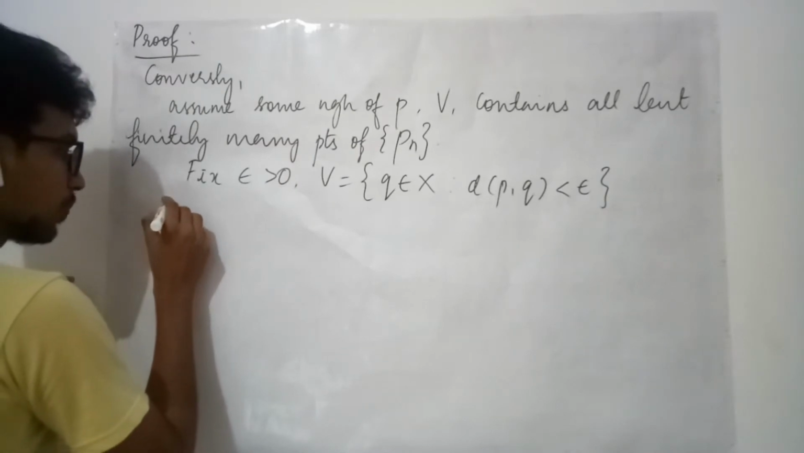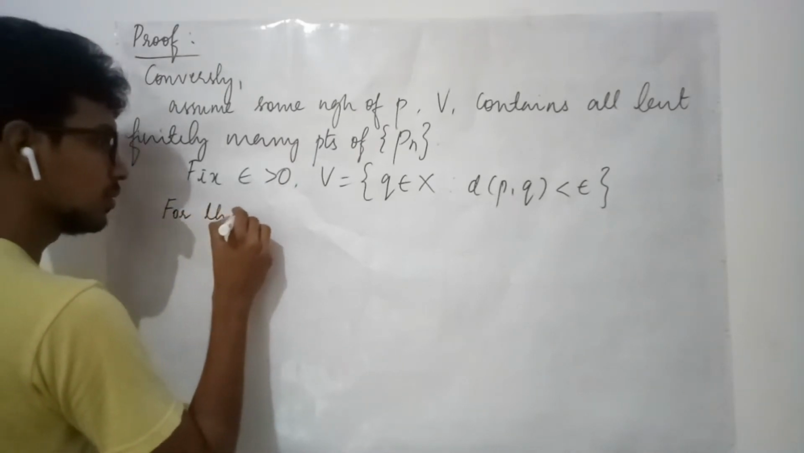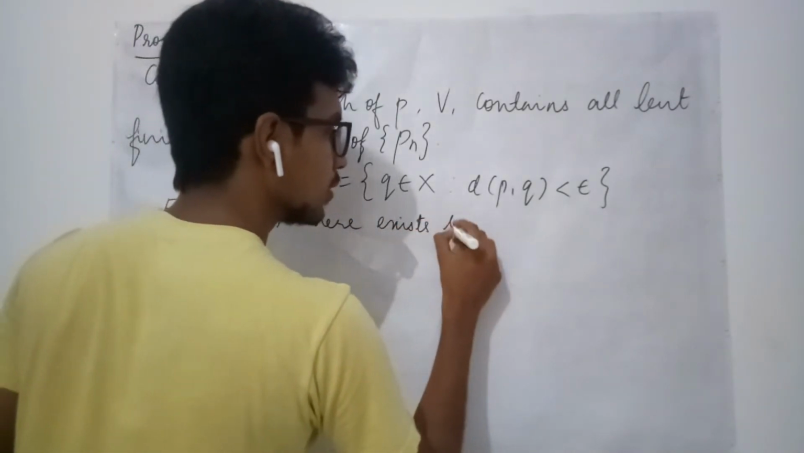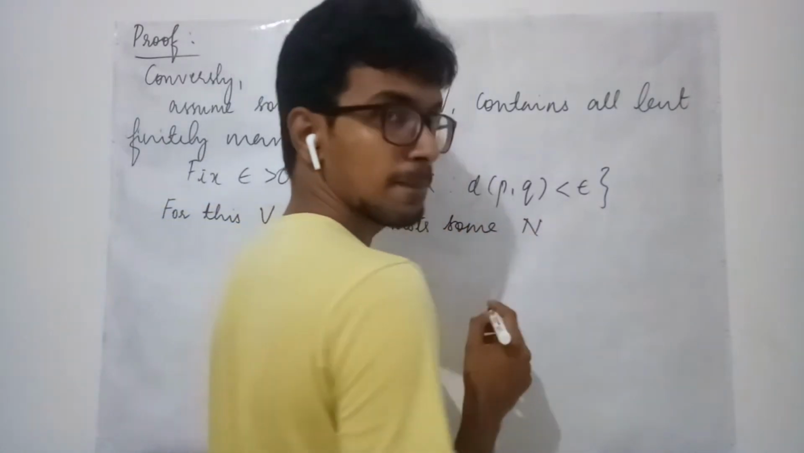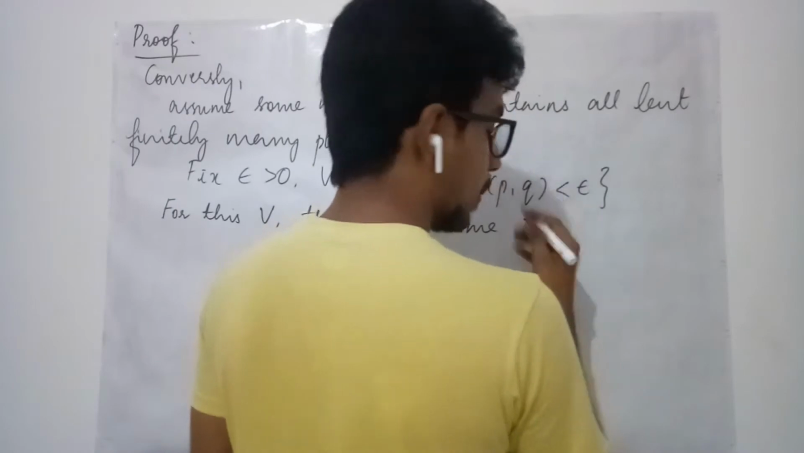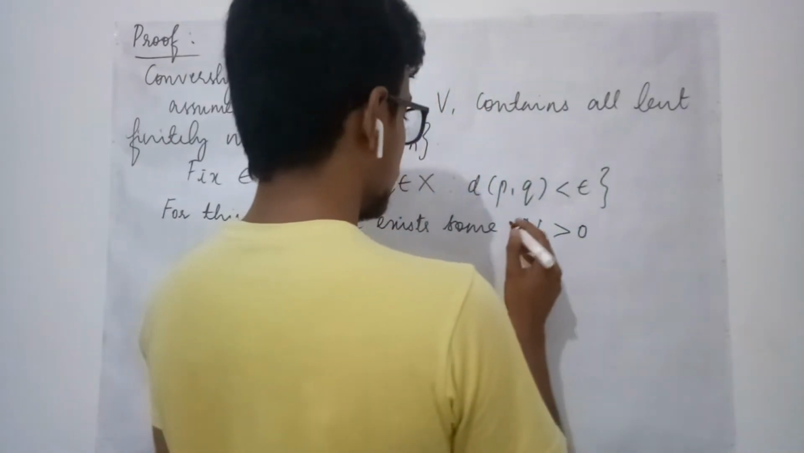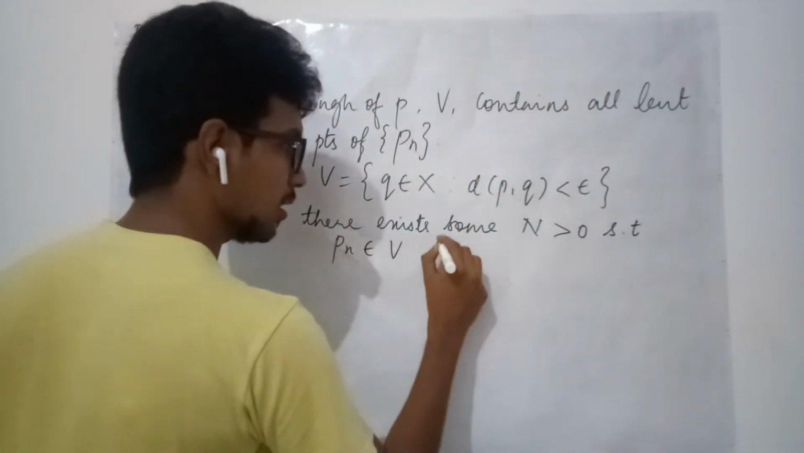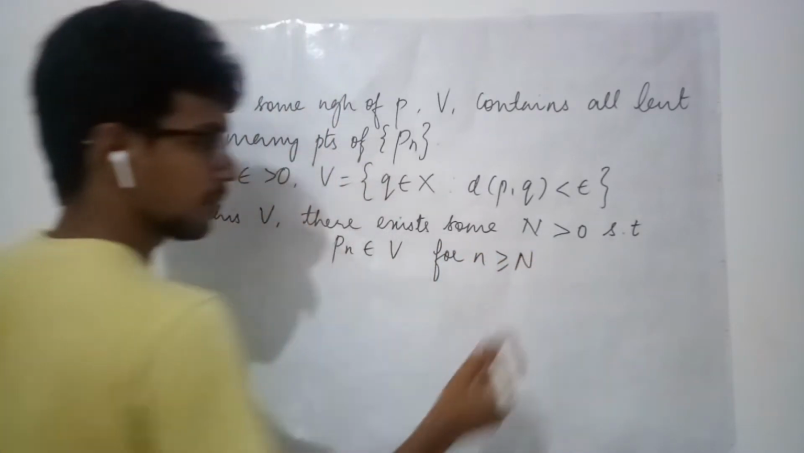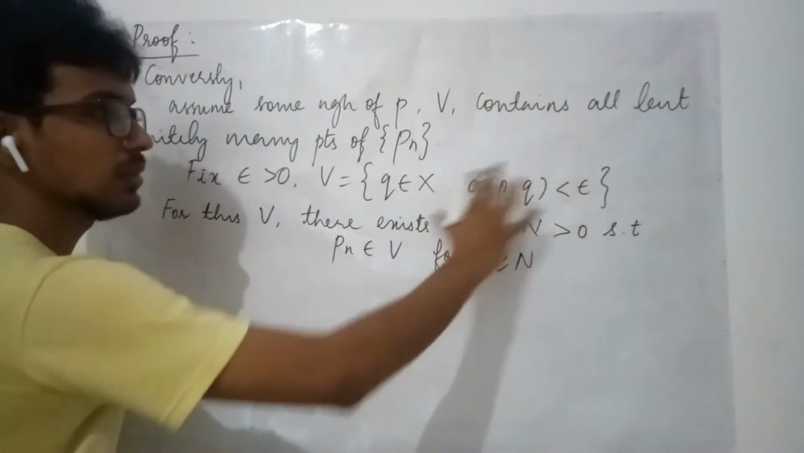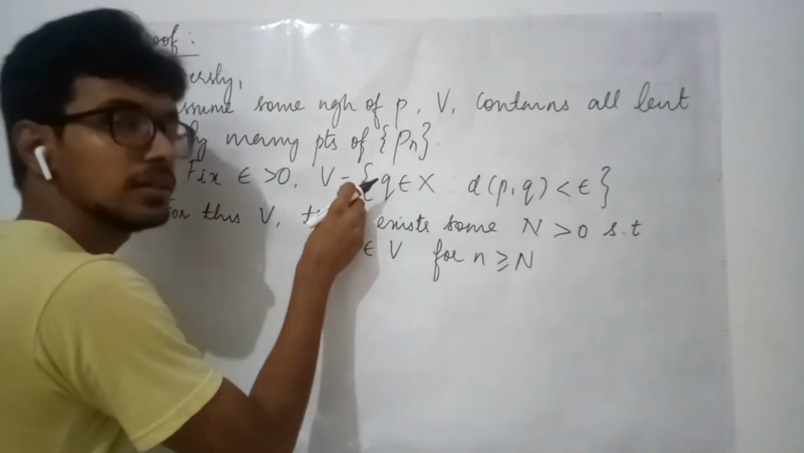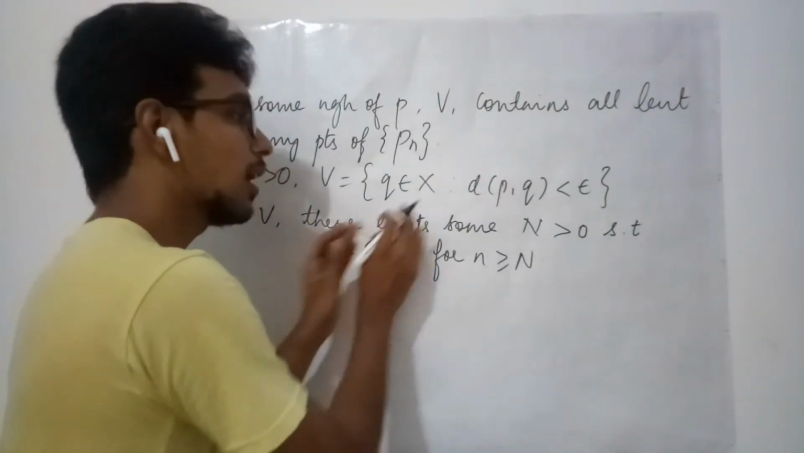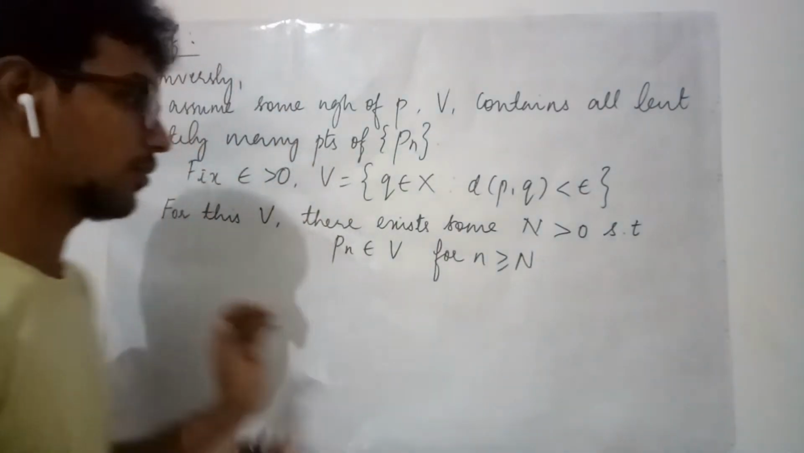So for this V, there exists some positive integer N such that Pn is a member of V for these points. Here, if you notice, these points are present in V. This is what we are saying. We are not saying only these points are present in V. There may be many other points as well.